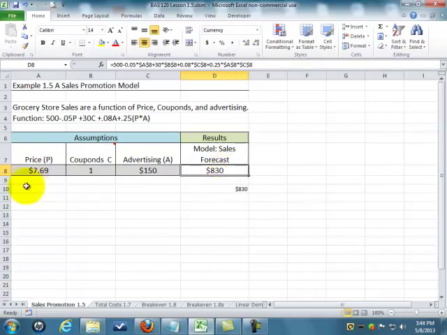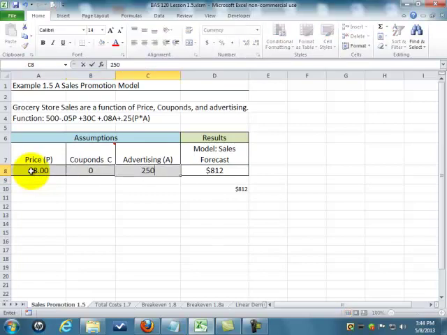Now, the power and the reason you want to do this is that I can do some examples of, well, what if I take the pricing to $8? What happens to my sales? What if I don't give coupons? What if I do a little more advertising? Etc. You now have a model set up in Excel that you can put values into. $7.50. I could go 7, and it automatically adjusts. That's part of the power of Excel: now I can put in all sorts of scenarios, and it automatically calculates the sales. So that's a sales promotion model.